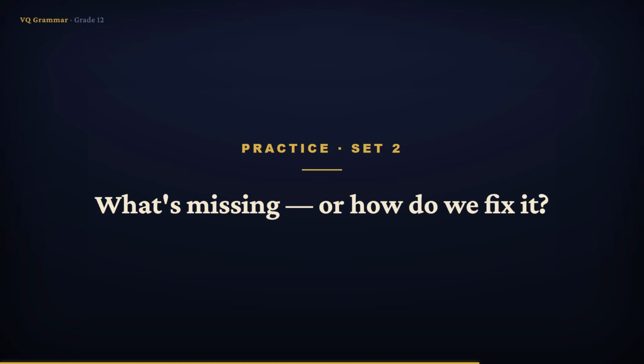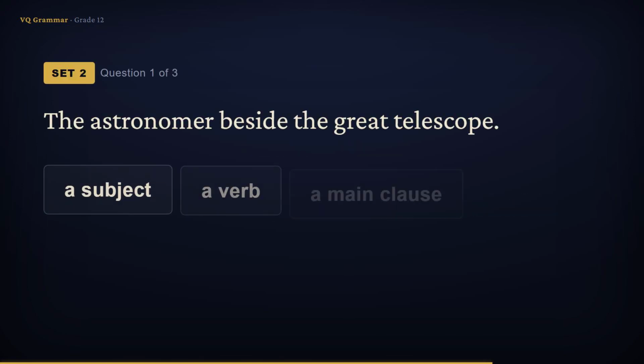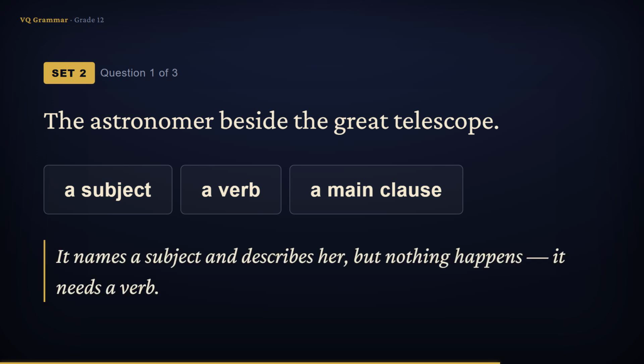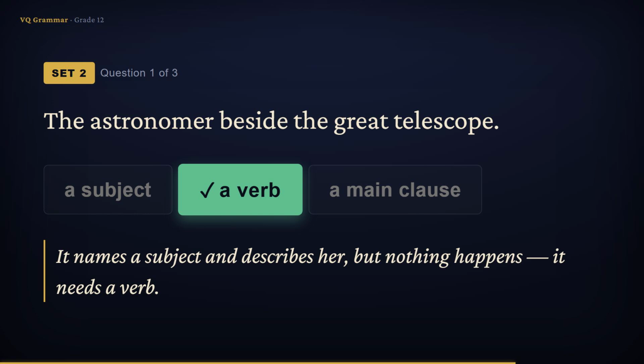Now each item is a fragment. Your job is to decide what it's missing or how best to fix it. Pause and choose before I answer. The fragment is the astronomer beside the great telescope. It names a subject, the astronomer, and describes where she stands, but nothing ever happens. There is no action and no state of being. What it needs is a verb.